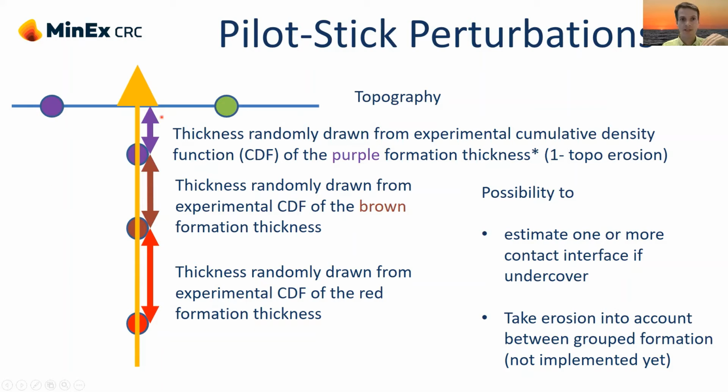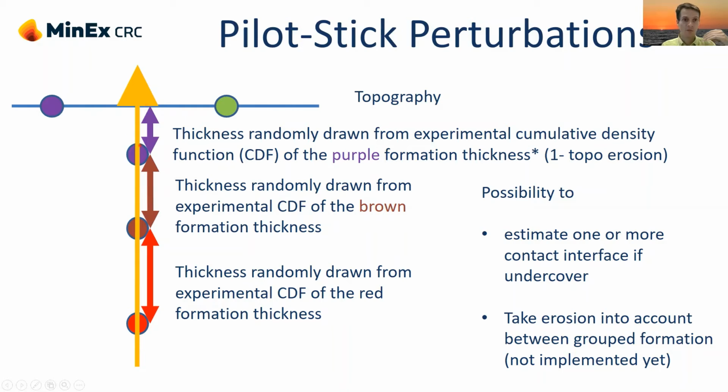So we start with the youngest formation, and basically we randomly draw a thickness from the experimental cumulative distribution function of this formation. Then if it is at the top, close to the surface, we can apply some erosion, and then for the following formation that is below, a bit older, we randomly draw again a thickness from the experimental CDF, and so on.